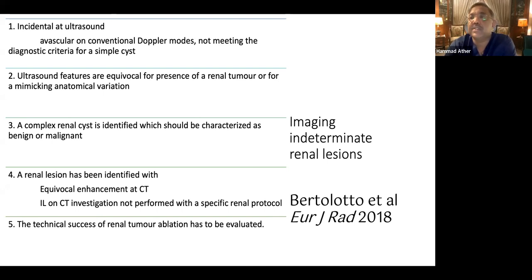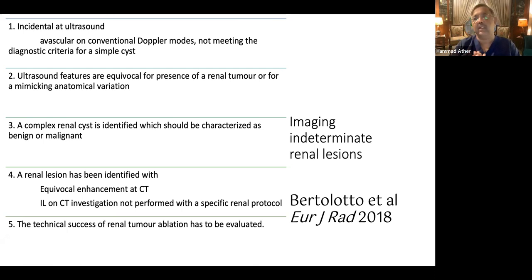The third situation is that we have a complex renal cyst, which should be characterized as a benign cyst or a malignant cyst, because if it's a benign cyst like a 2 or 2F cyst, it requires follow-up or reassurance. If it is 3, which is very highly suggestive of a malignancy, or 4, which is definitely a malignancy, it should be characterized as a surgical cyst and require some form of surgical management.